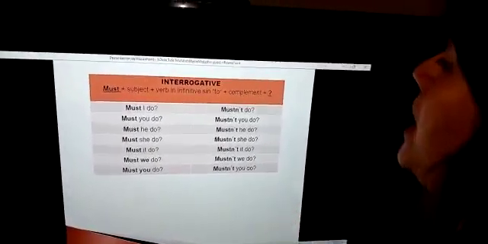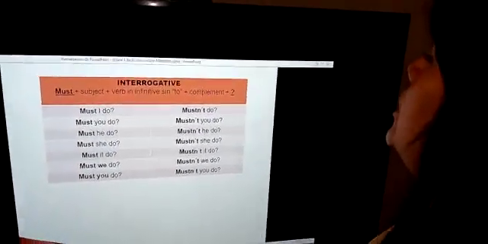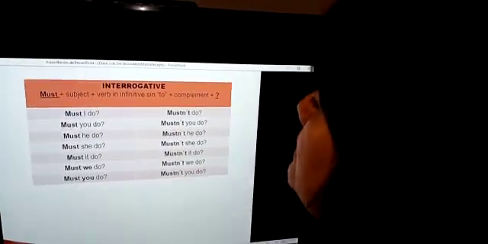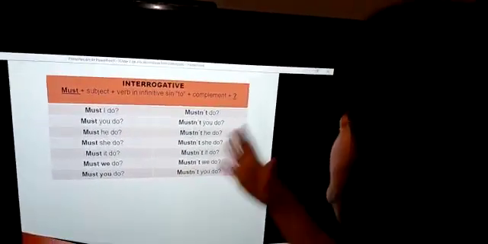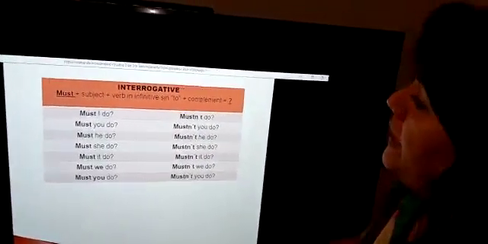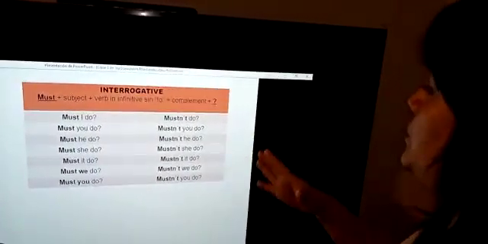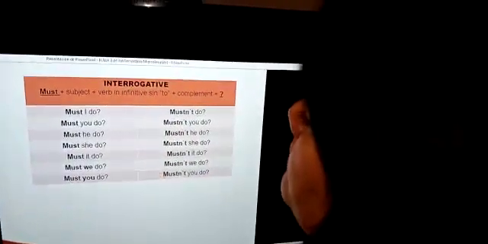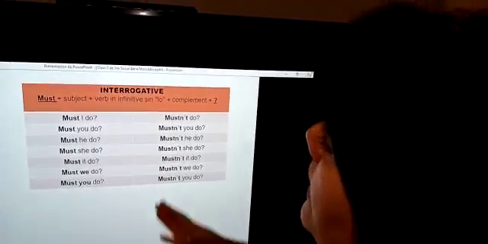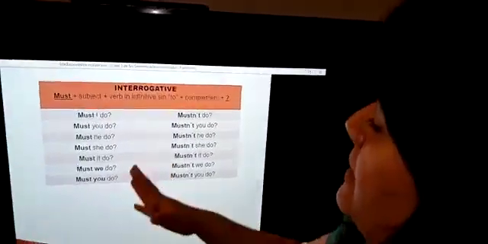Interrogative is must plus subject plus verb in infinitive, plus complement. Okay? This is the table. Interrogative: on one side is positive and here is negative. Must I do? Mustn't I do? Affirmative, must you do? Negative, mustn't you do? Affirmative, must he do? Negative, mustn't he do? Next, must she do? And mustn't she do?